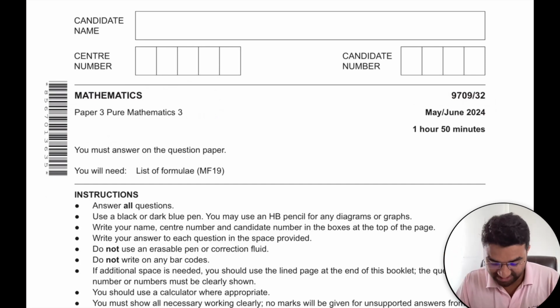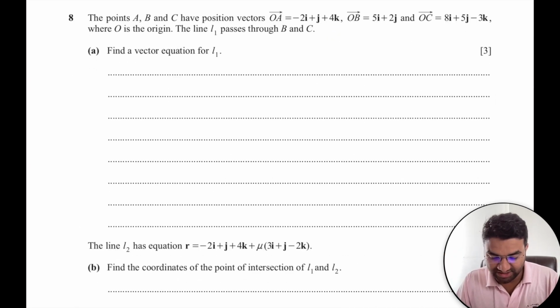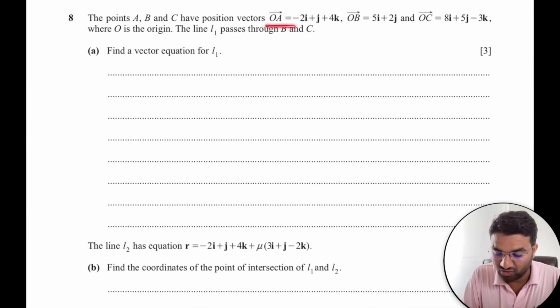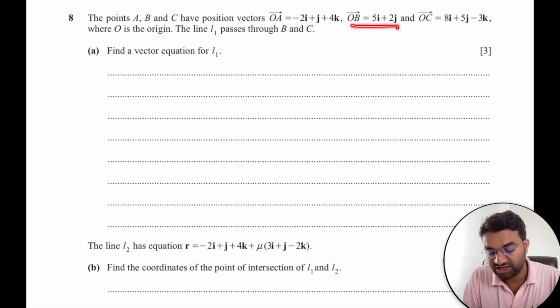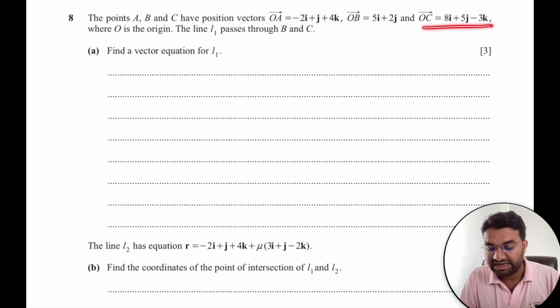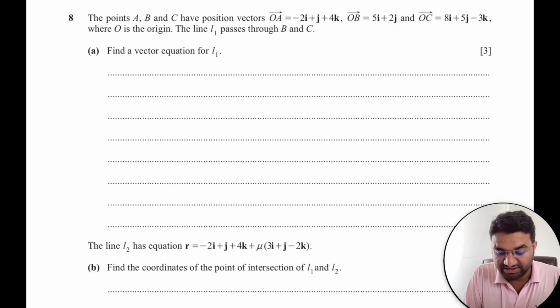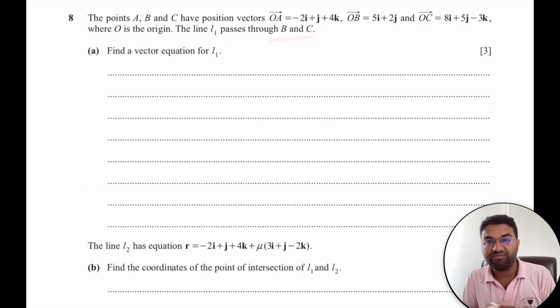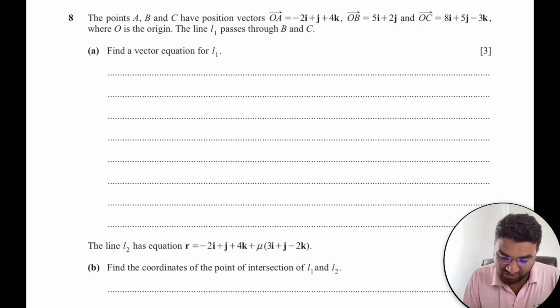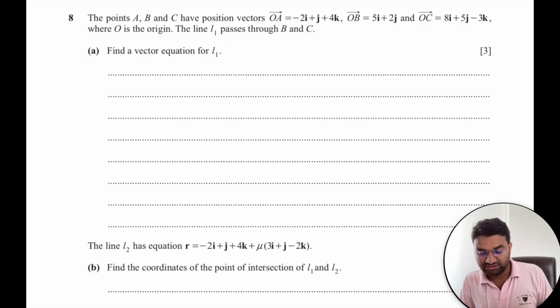Let's start the question discussion. Here you have points A, B, C with position vectors OA is negative 2i plus j plus 4k, OB is 5i plus 2j, and OC is 8i plus 5j minus 3k. O is the origin, and the line L1 passes through B and C. So we have to find the vector equation of L1.